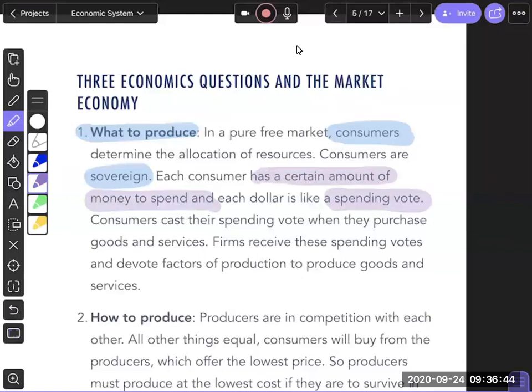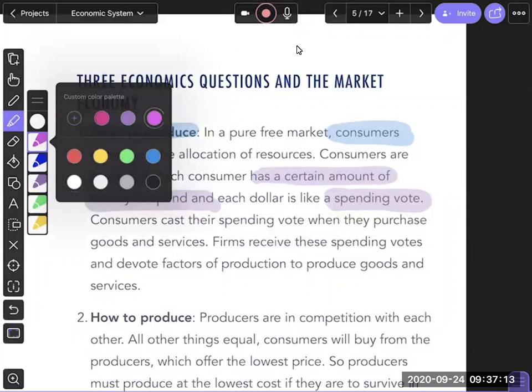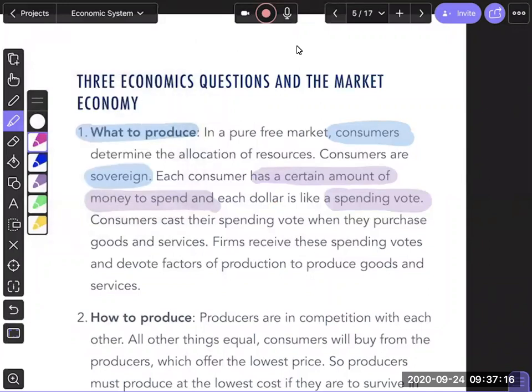How are they signaling? For example, a lot of people buying bikes in COVID-19 means that suddenly there are a lot more spending votes out there for bikes. So a lot more producers will start focusing on making bikes because the demand is going up. Suddenly people find it safer to ride bikes than otherwise. So consumers are casting their spending votes when they purchase these goods and services. When consumers buy goods and services, they're signaling producers that they want more of that good. And firms react to this.